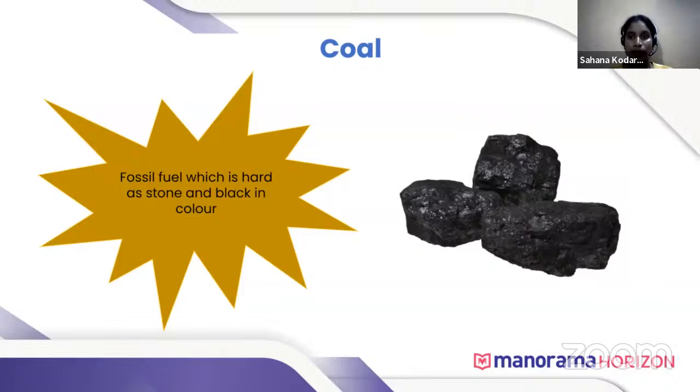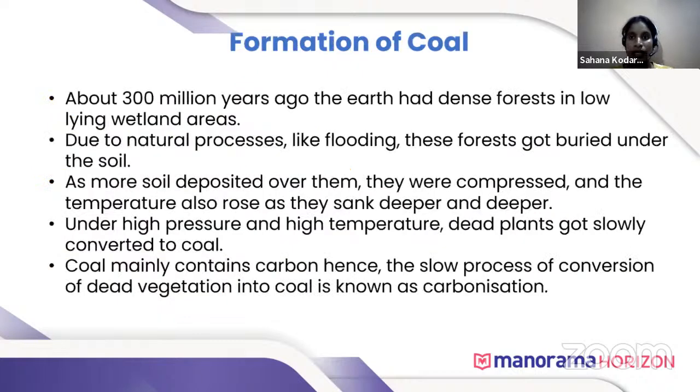So we will now learn what is meant by coal, how it is formed and what are the uses of coal. Coal is a fossil fuel which is hard as a stone and black in color. So this is coal, it looks like stone only. It is black and it is hard. Now let us see how coal is formed.